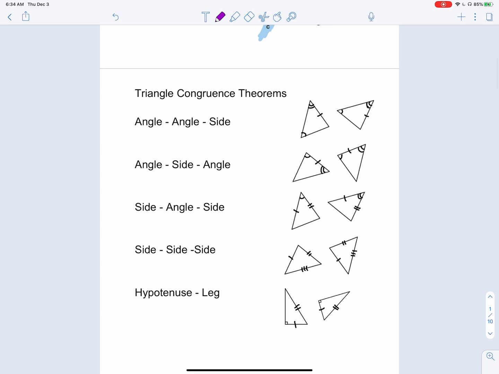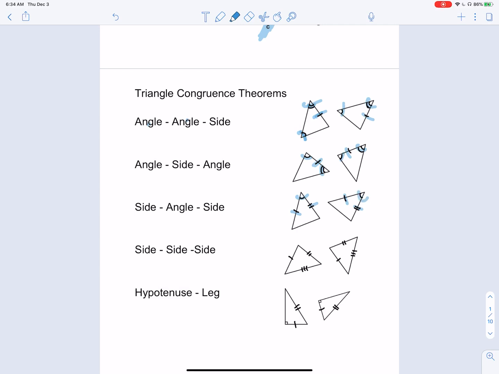So angle, angle, side. See how they match? Then you have angle, side, angle. Then you have side, angle, side. Oh, that's supposed to be one line, sorry. There we go. Now they match.